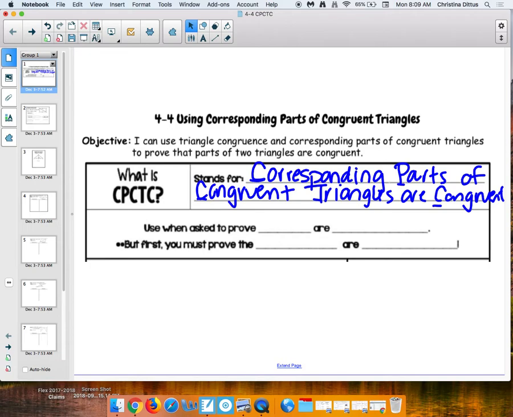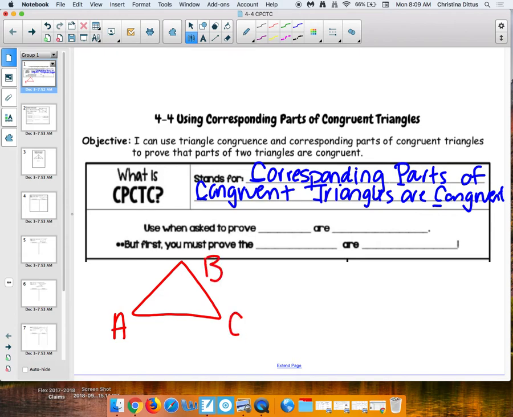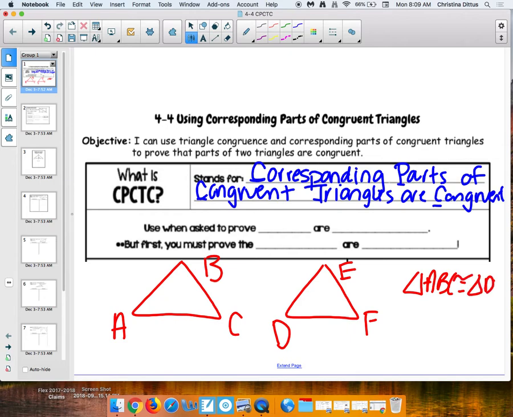Basically what that means is if I tell you triangle ABC is congruent to triangle DEF, then basically I can match letters. If these are congruent, then A matches D. They've already learned this.